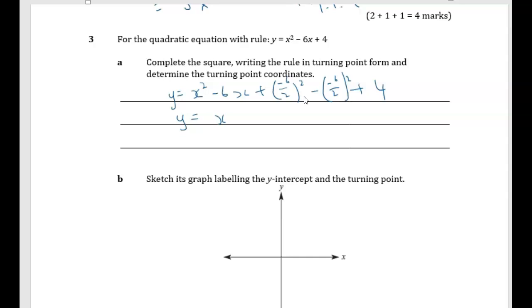Now we're factorizing the first 3 terms. So we're going to have x, and in the bracket negative 6 divided by 2 gives you minus 3, and then we square it. Negative 6 over 2 is negative 3, squared is 9, so minus 9 plus 4. So we got y equals x minus 3 squared minus 9 plus 4, which gives you minus 5.